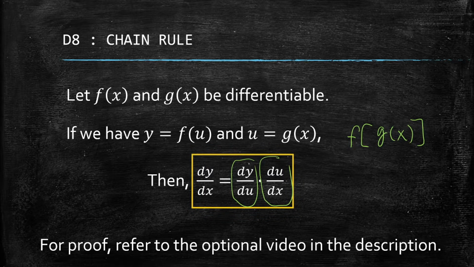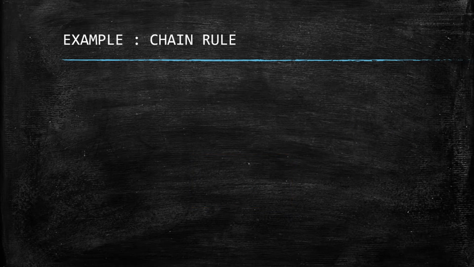By the way, for the proof, just refer to the link posted below. I will not delve into the proof for this one because it will take time, but just know that it is related to the limit definition. If you look at this, it's like we're canceling du, but again, this is just a layman's observation. Again, proof in the description below. So let's have an example.